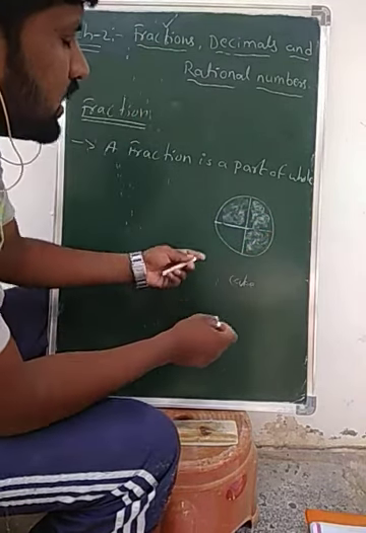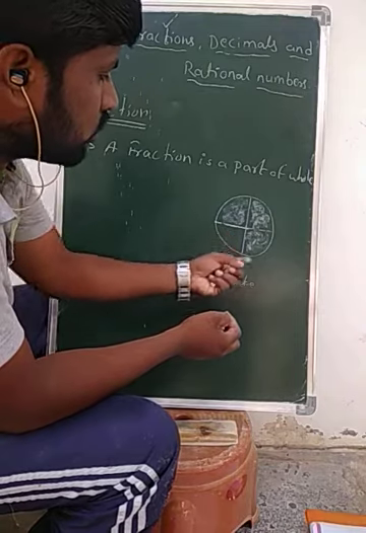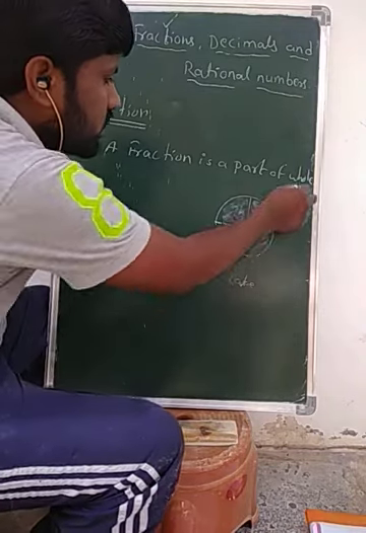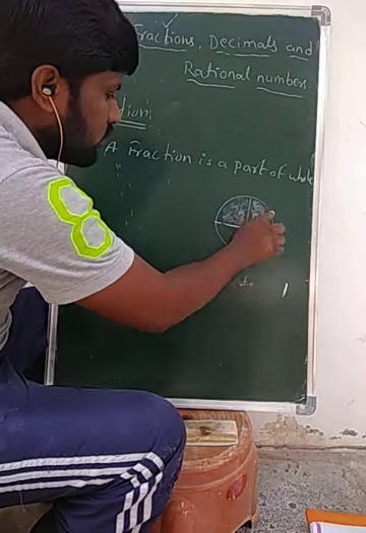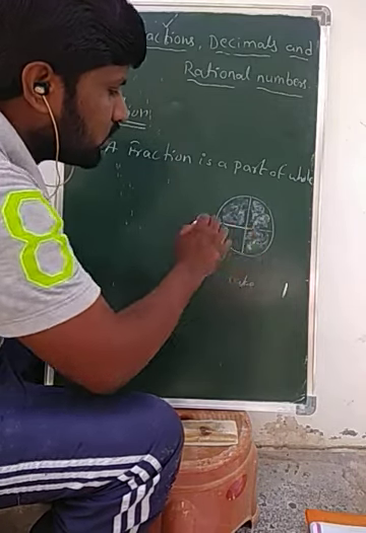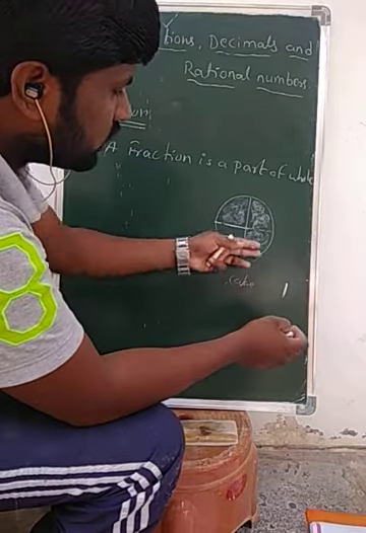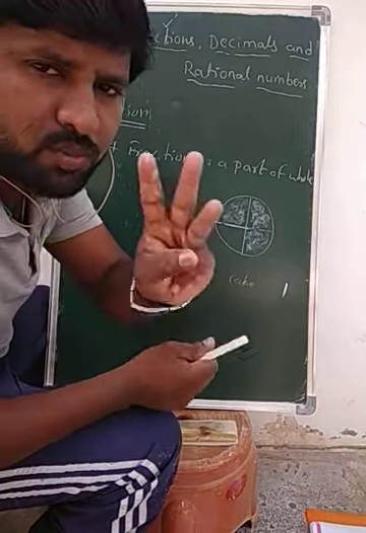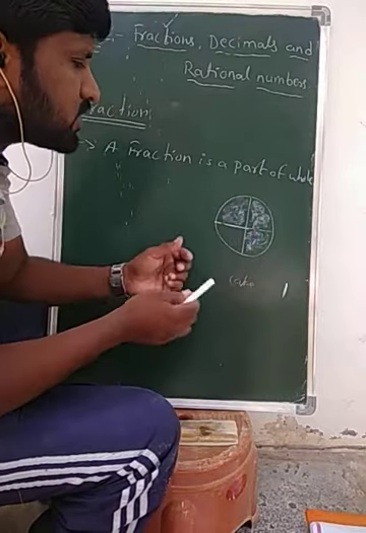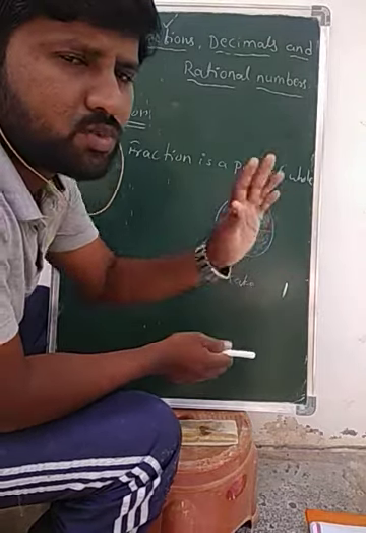Okay, so like this. This is a whole, it is a cake. Whole is nothing but total, 1. This is 1 cake. I divided it into 4 equal parts. Out of 4 equal parts, I just want to distribute 3 parts to my friends. To my friends I just distributed 3 parts.